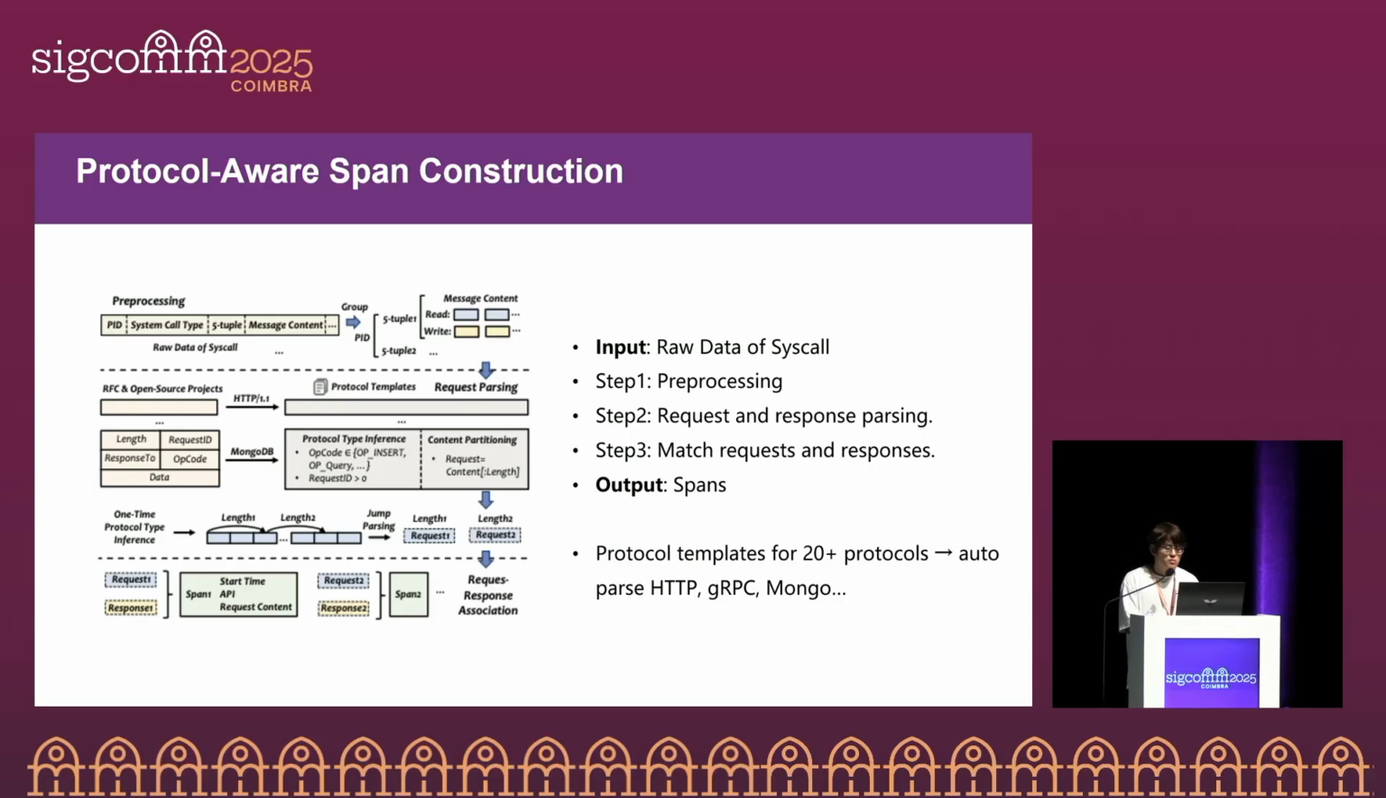During the processing stage, DeepTrace groups the raw data based on process ID, five-tuple, and system call type. Within each group, DeepTrace parses the message content according to protocol templates to extract requests and responses. Currently, DeepTrace supports parsing over 20 widely used public protocols. Finally, DeepTrace pairs requests and responses to construct spans.